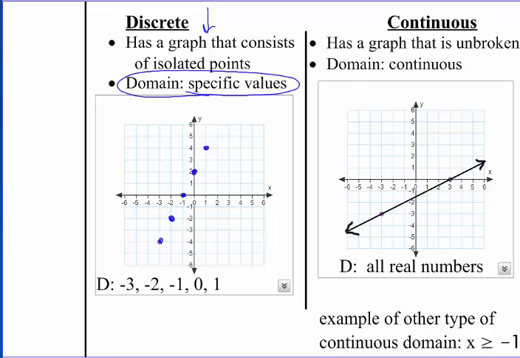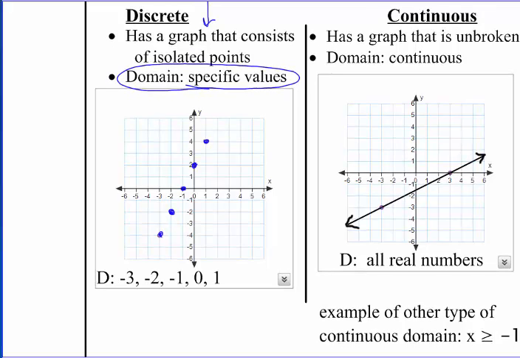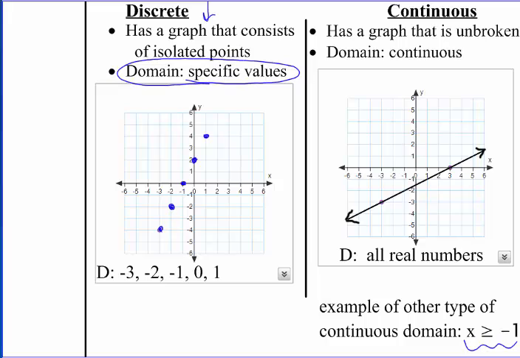With continuous, it has a graph that's unbroken. So there is a line that's drawn through. Your domain here is continuous. That means it includes all the fractions and decimals in between all the integers. Okay, so it would consist of all real numbers. Another example of a continuous domain would be restricted, but it still starts at the -1, in this case down here, and it would keep going unbroken from there on, including all the fractions and decimals in between. So that's another example of a continuous graph.